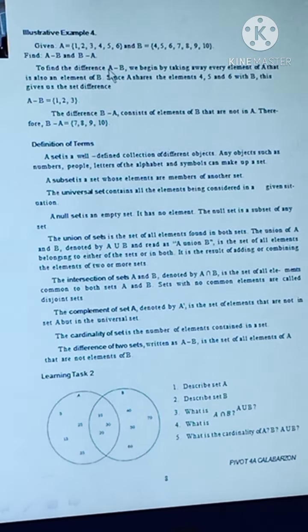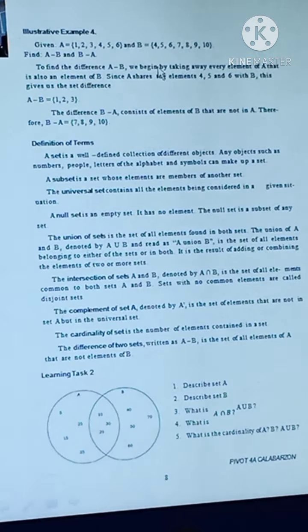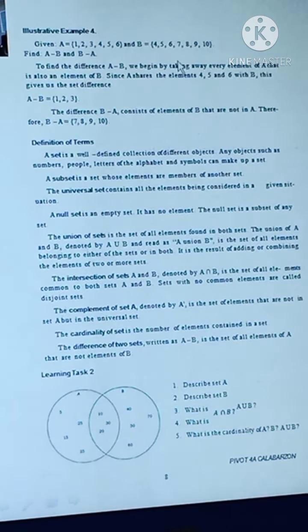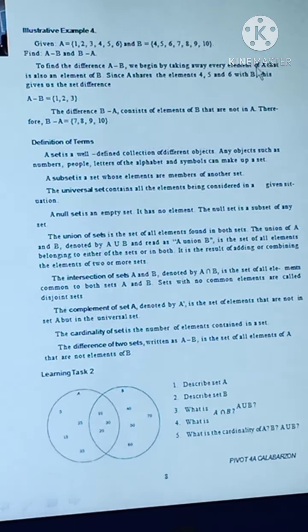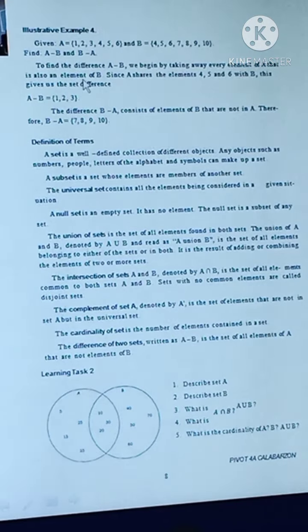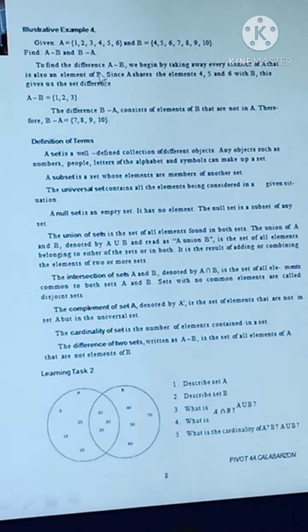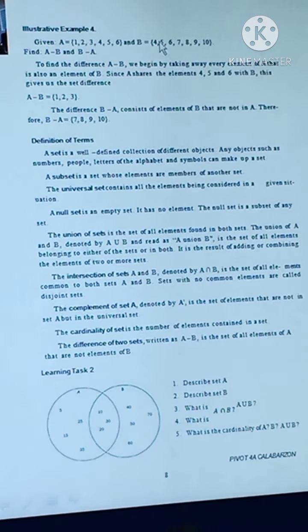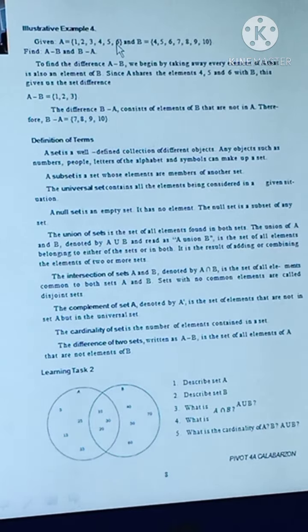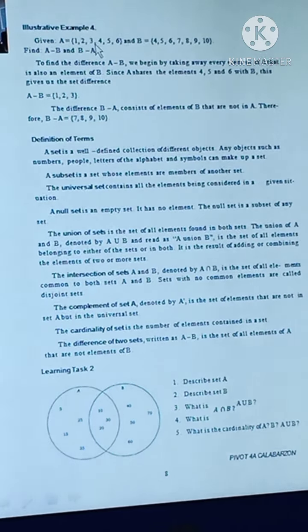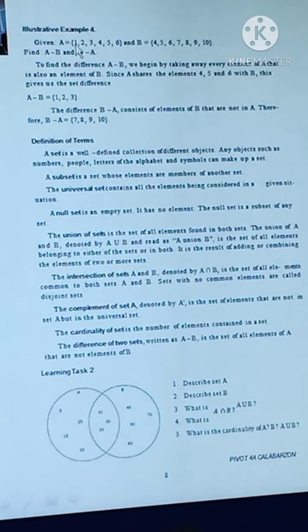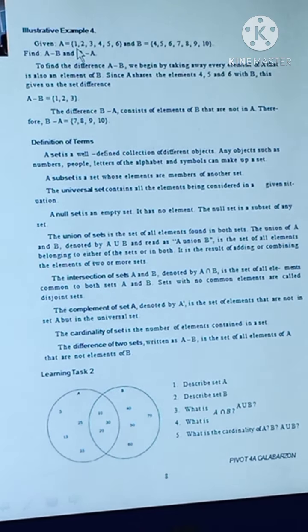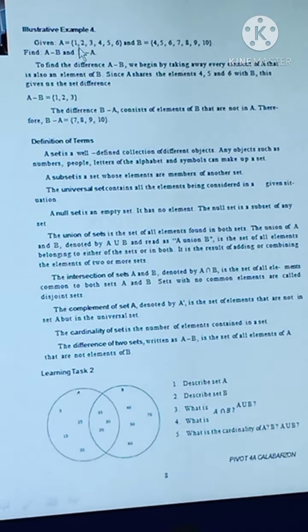So, first, ito ang ating sasagutan. To find the difference of A minus B, we begin by taking away, sabihin, tatanggalin natin every element, isa-isahin, of A that is also an element of B. Okay? Ang element na makikita sa A na nasa B din also. So, anong element yon? 4, 5, 6. Ito, 4, 5, 6. So, tatanggalin natin. Since A minus B, magpo-focus tayo dito. So, ano na lang matira? Okay? 1, 2, and 3. So, ito yung sagot niya.